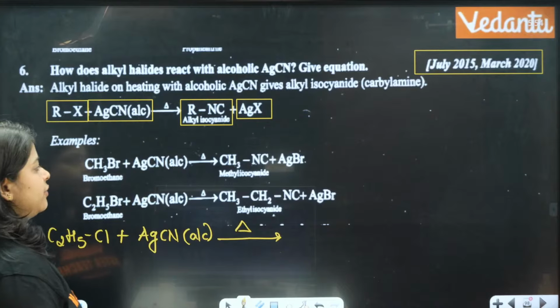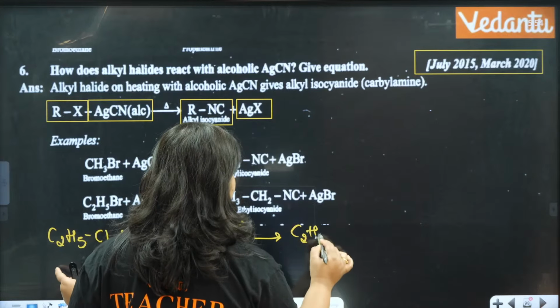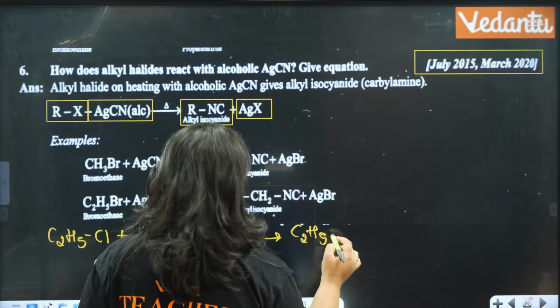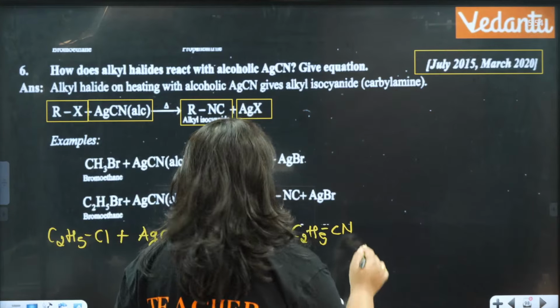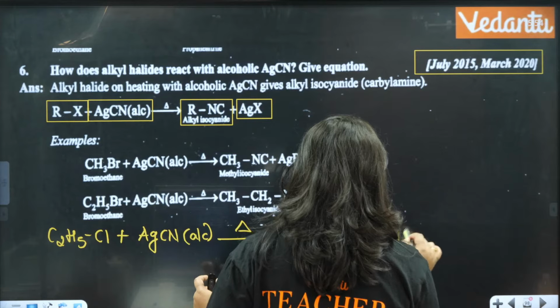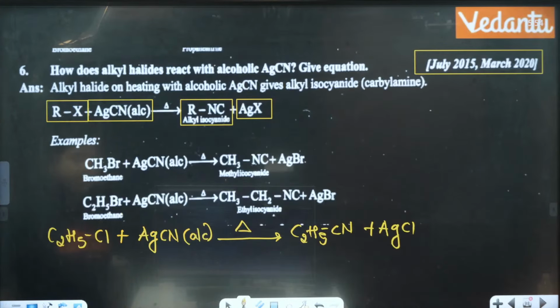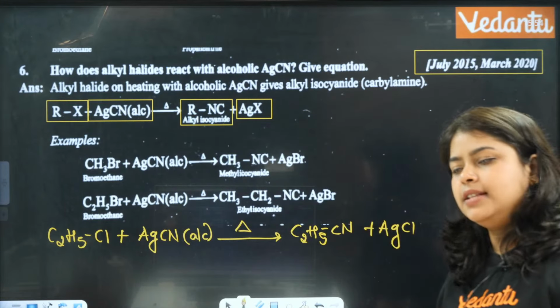When you are going to heat it, what do we get? RNC, also called C2H5NC, or isocyanide, plus AgCl. Clear, everyone? Ethyl chloride is getting reacted with AgCN to get what? Ethyl cyanide plus AgCl. Clear?